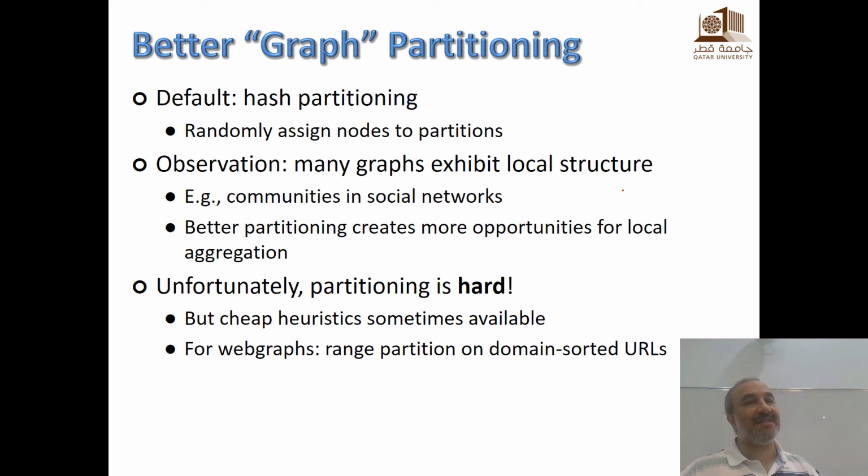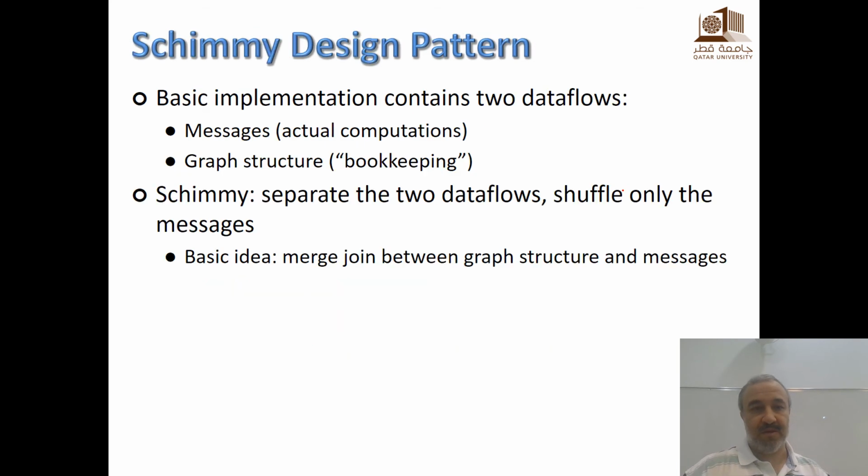Of course, partitioning is not easy because we need MapReduce jobs to do the partitioning if we do it. But as I said, there are cheap heuristics like the domains that we just mentioned. Okay, so we need to keep that in mind. That will make a difference. If you are able to do some local aggregation using combiners, that will make a difference. Remember that will be in every iteration, so it will make a difference eventually.